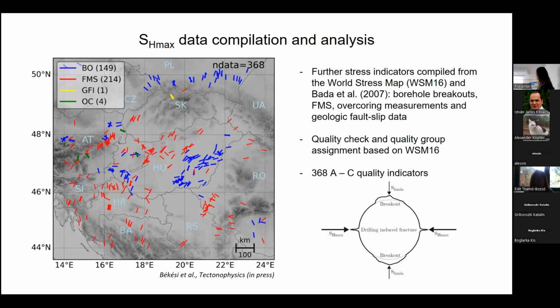So altogether, we revised all these new and already existing data, and we assigned quality groups to them according to the World Stress Map. We only considered A to C quality indicators, which means that the largest uncertainty assigned to a single measurement is 25 degrees. Also, what's important to note is that compared to the previous database, we have almost doubled the available indicators, which facilitates a much more detailed analysis of the stress field.